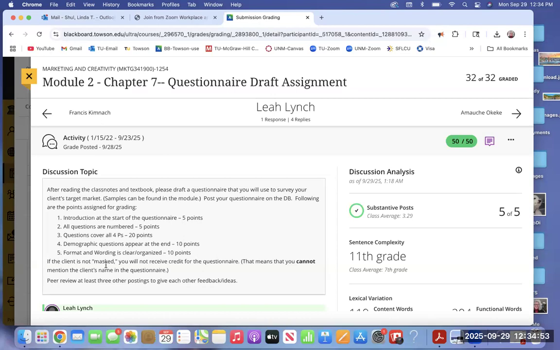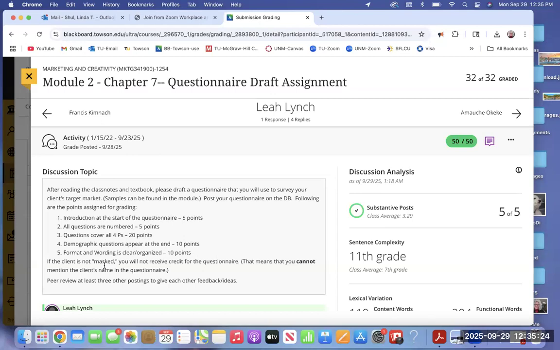Now, here's the big thing, and I always have 1 or 2 people per class per semester who do this. If the client is not masked, masking means you cannot say the name of the client. You cannot say, in this restaurant, in our restaurant. You cannot say anything like that, because then you are doing a customer satisfaction survey, which is not what this is about. I mean, think about this.